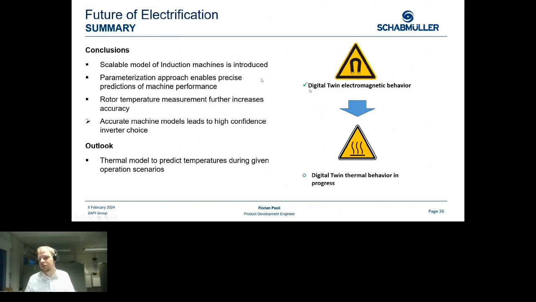So we've already produced a digital twin for our electric behavior. Our next steps would be to have a thermal model of the machine, which would enable us to predict the machine's thermal behavior, the temperatures inside rotor and stator, if the machine is subjected to a certain operational scenario, like a drive cycle or something.